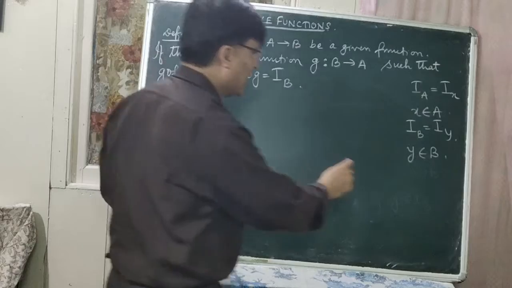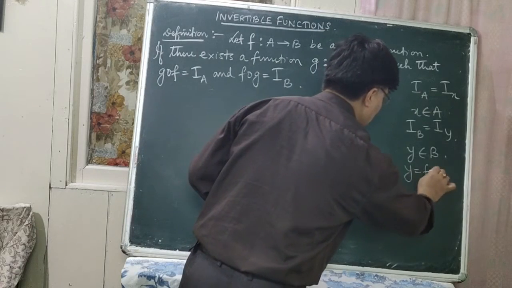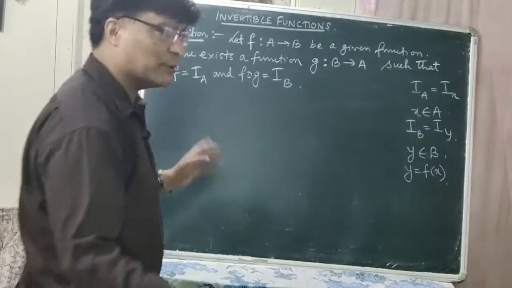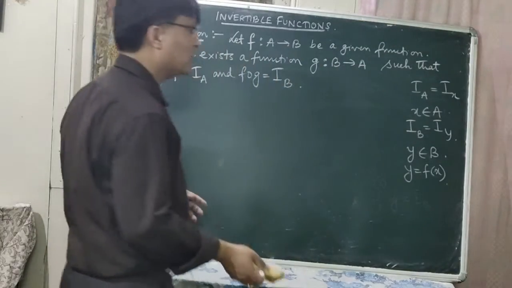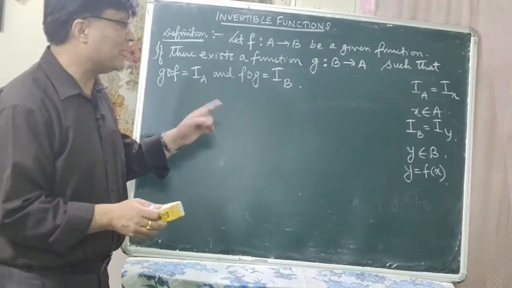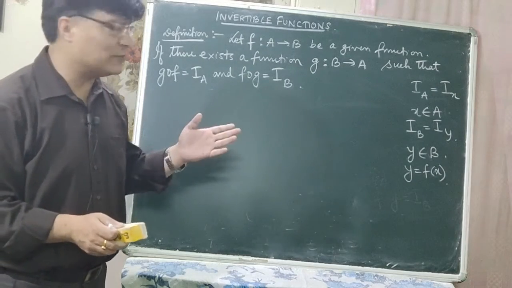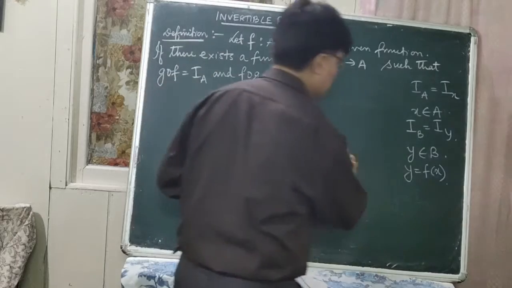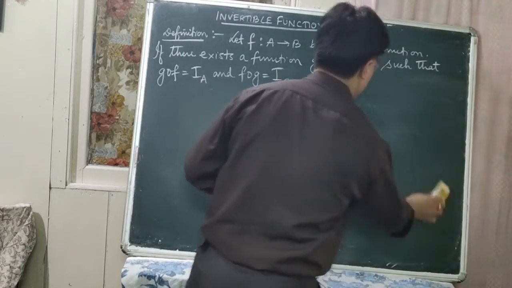Okay? And Y we also write as Y is equal to f of x. Understood, everyone? So I think you have understood it. We may take IA as IX identity function and IB as IY identity function. Okay? So you can note it down.